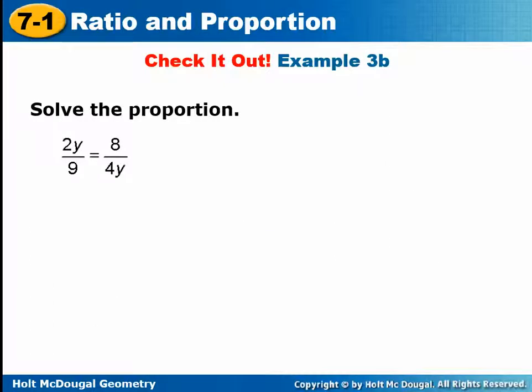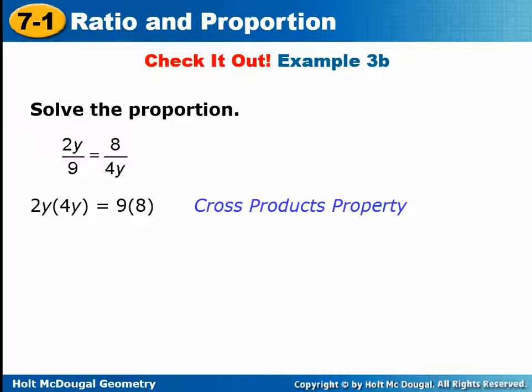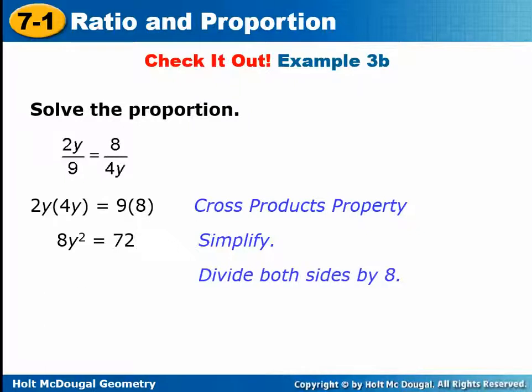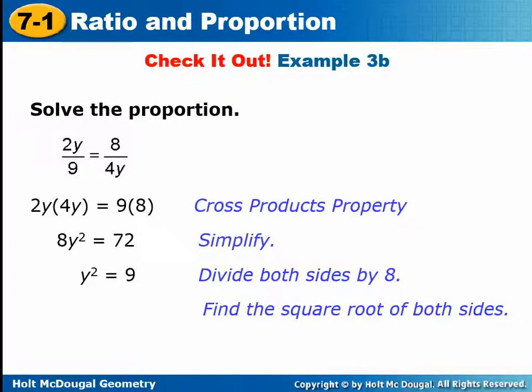Okay, this one's a little more complicated, but not as complicated as the example we did. So again, hit pause and solve it, and then play and see if you got the right thing. So you should have had 2y times 4y equals 9 times 8, which simplifies to 8y squared equals 72. Divide by 8 to get y squared equals 9. Take the square root of both sides, gives you two answers. Check and see that you got your two answers of plus 3 and minus 3. Negative 3 and positive 3.